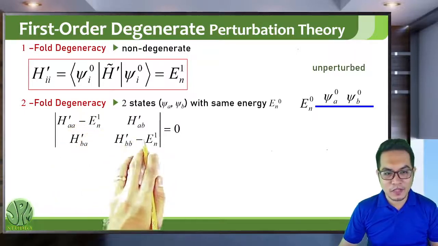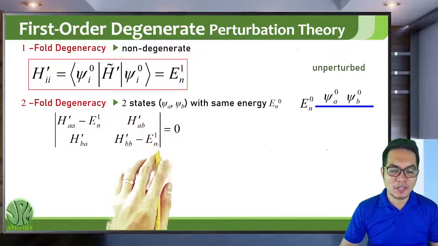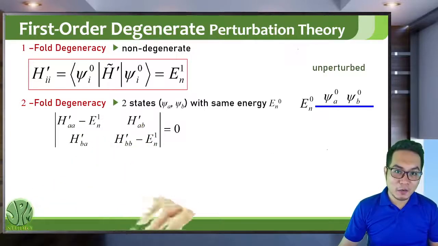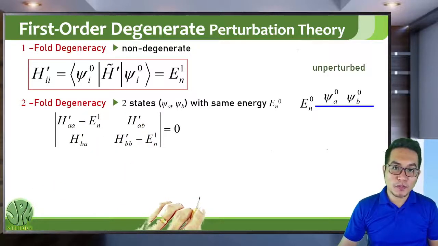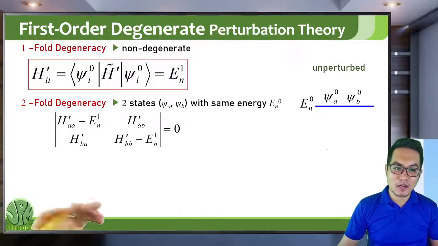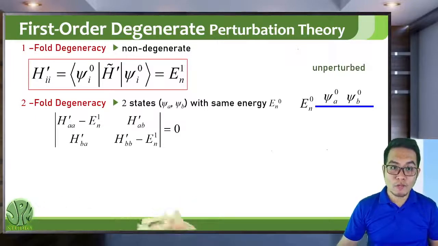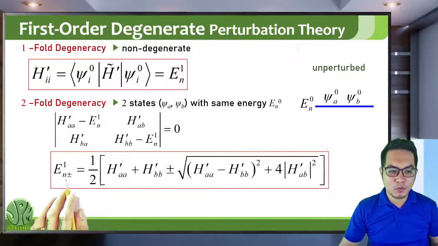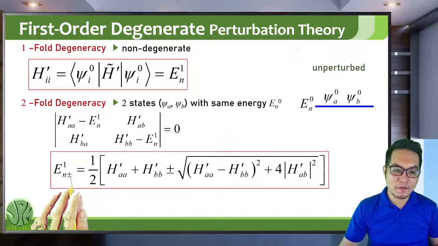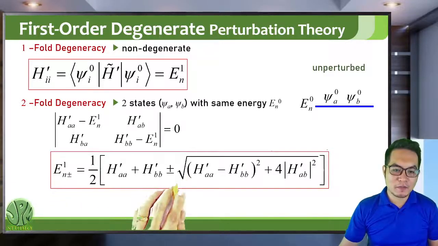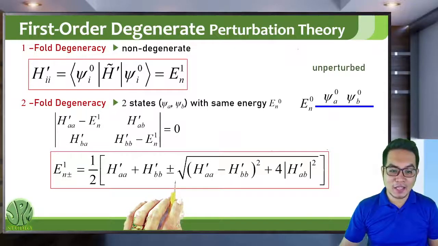So multiply this one minus that one and solve for En1, and you get a quadratic equation. If you have twofold degeneracy, you are expected to have two first order corrections in energy. So there will be two first order corrections in energy, En1 plus and En1 minus. The plus and minus correspond to the roots of the quadratic equation.